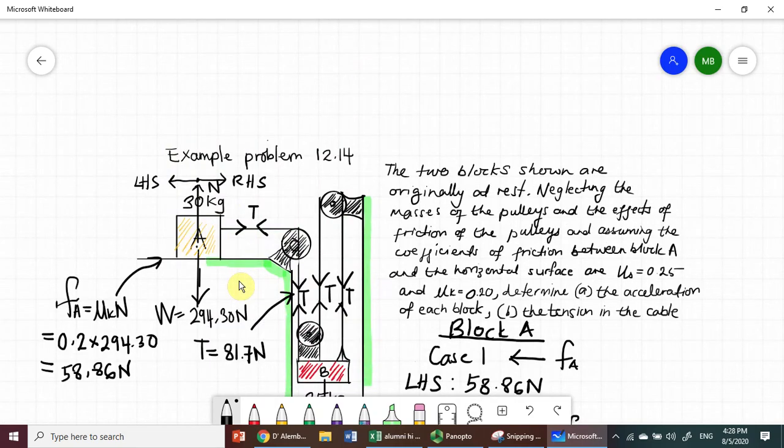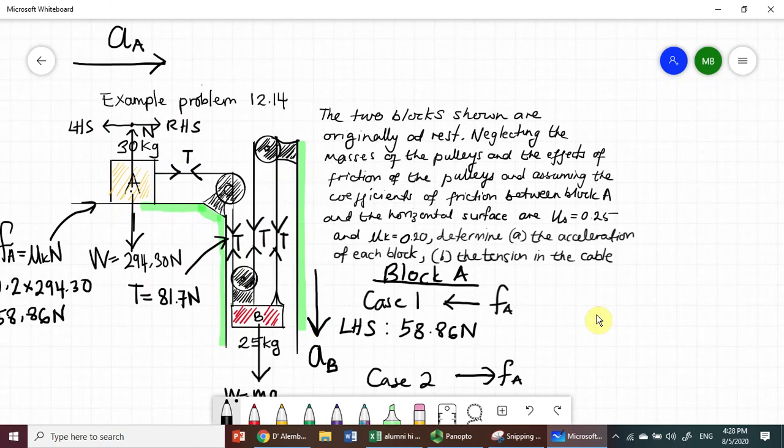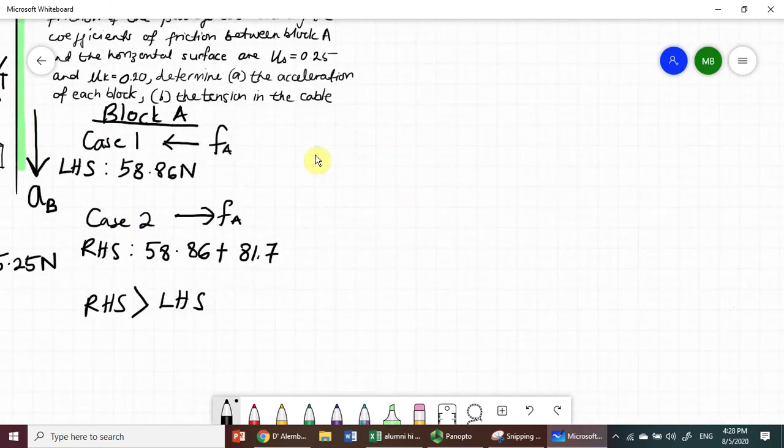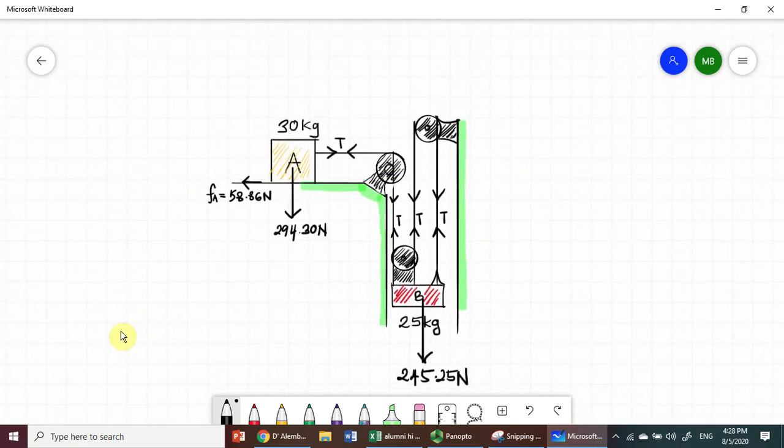So now we know which side is moving. So our block A is going to move to the right-hand side. So our acceleration is going to go that way. And how about block B? So when block A moves to the right-hand side, our block B will obviously be moving downwards. So now we have established the relation. Good. Now the relation between the two blocks can be written in terms of the lengths. So now only we're going to determine the tension of the cables and the acceleration.